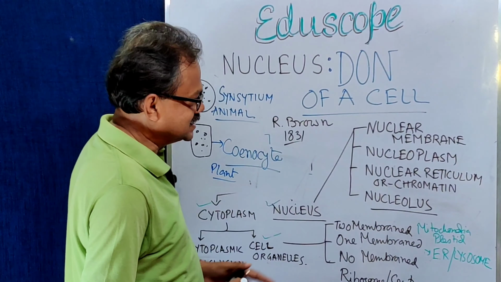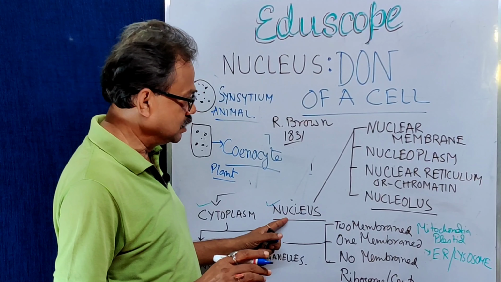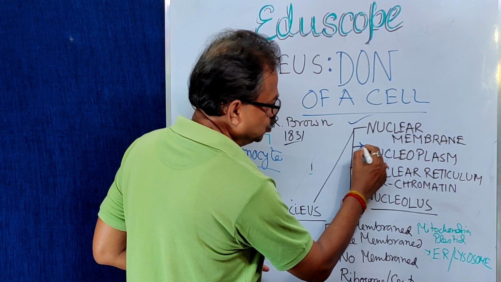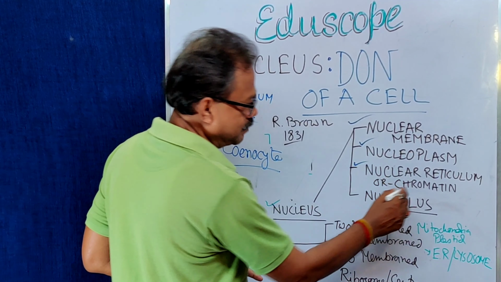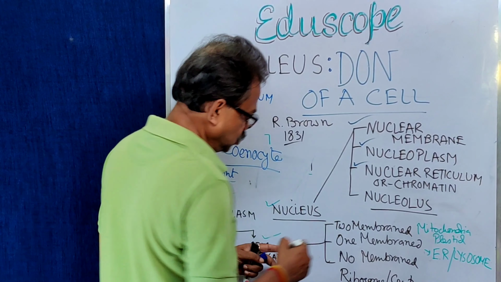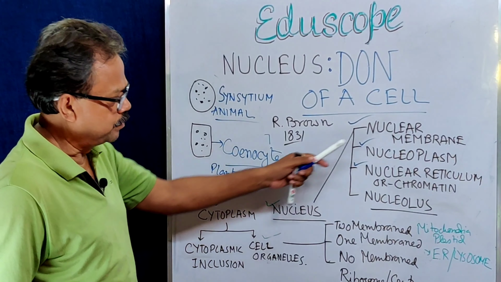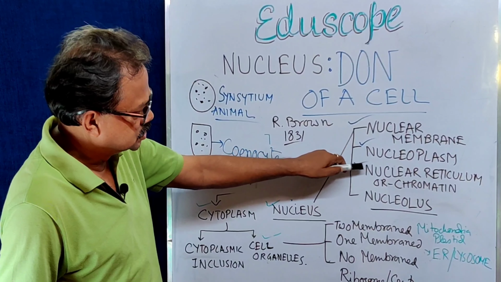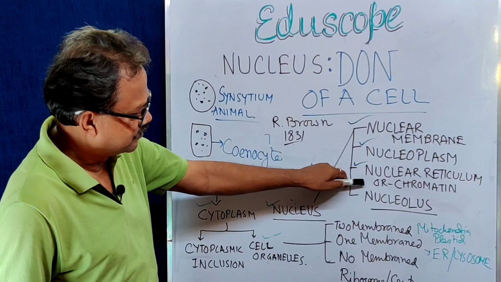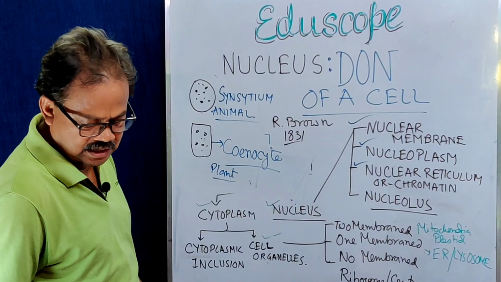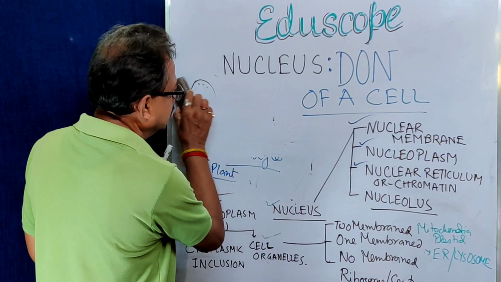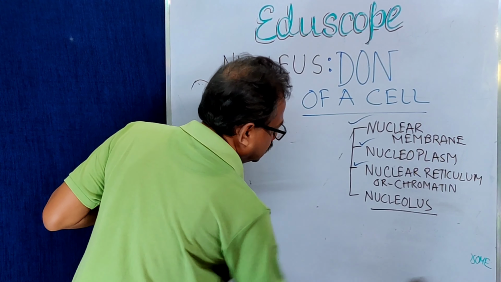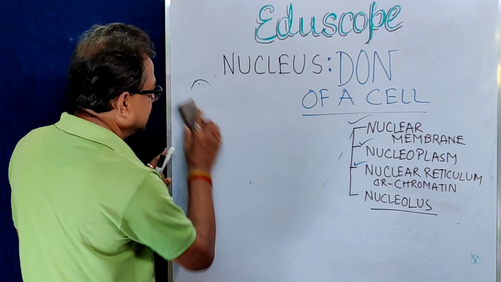Now, the nucleus has four parts: nuclear membrane, nucleoplasm, nuclear reticulum or chromatin fiber, and nucleolus. Now I am coming one by one to the structure of every part of this. First I am going to start.